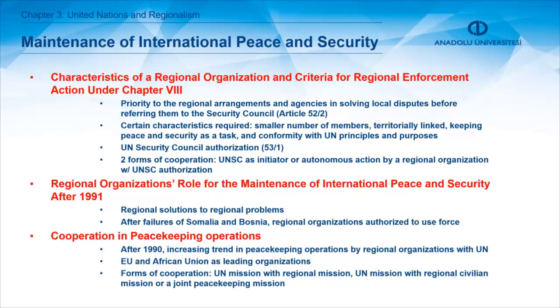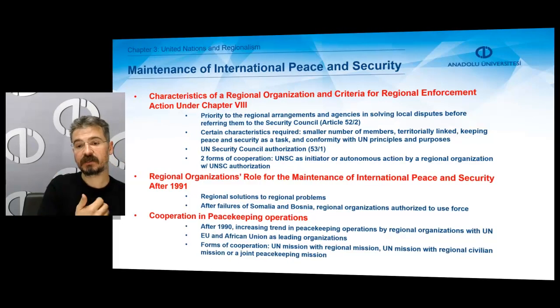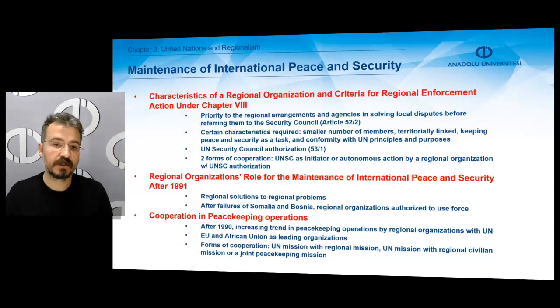But there are certain characteristics required for a regional organization to qualify for regional enforcement action. They should have a smaller number of member states than the UN. They should be territorially linked, and they should list keeping peace and security as one of their main tasks, and they should function in conformity with the UN principles and purposes. Then the UN Security Council can authorize enforcement action under Chapter 8.